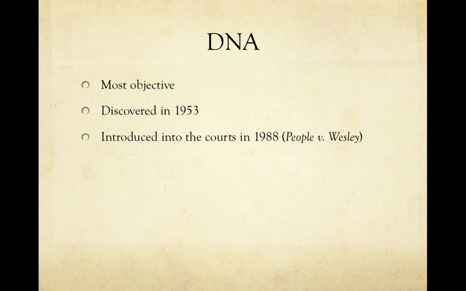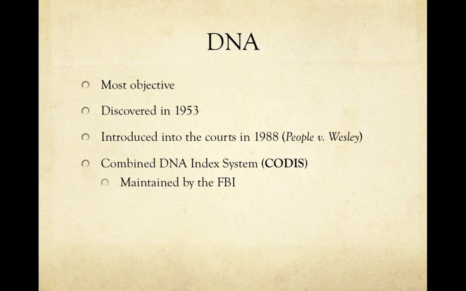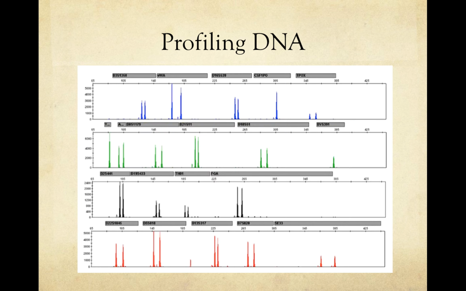Since 1988, we have constructed an extremely complex database that is used by the FBI. The most common database is the CODIS, and the FBI maintains this database. If DNA is found at a crime scene, it is sent and put in this database and analyzed.